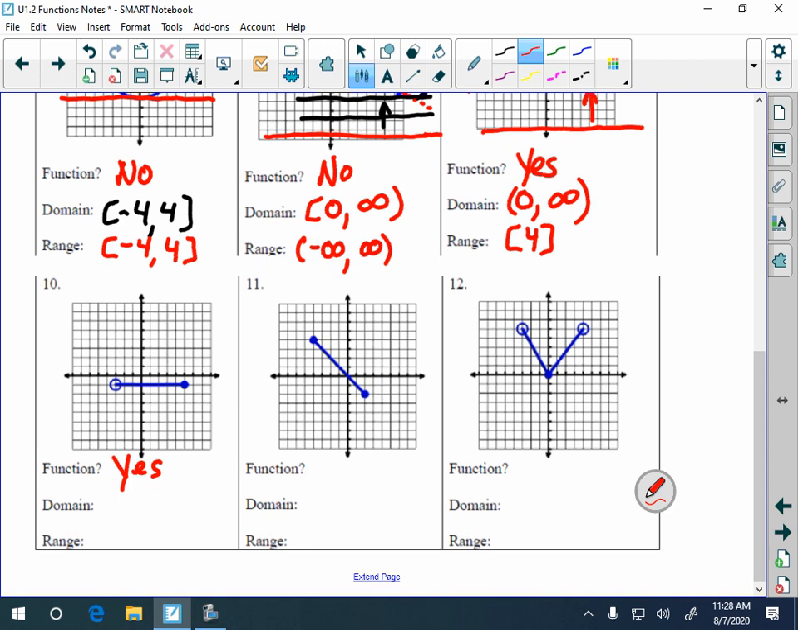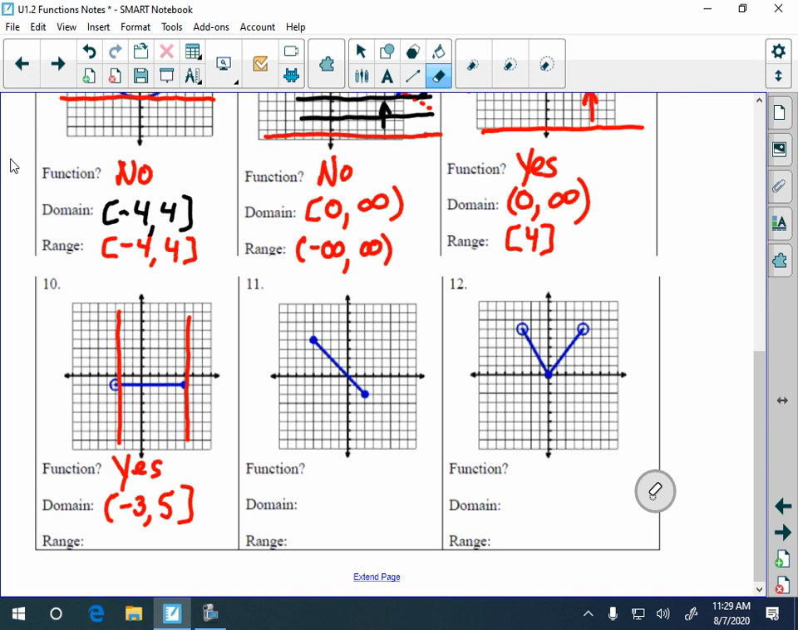The domain, we're going to go left to right. I can see right there is where it's going to first hit. That's at negative 3 with the parentheses due to the open circle. And then right here is where it's last. That last vertical line is going to intersect where it ends. So it's 1, 2, 3, 4, 5, and this is going to have a bracket. So negative 3 to positive 5.